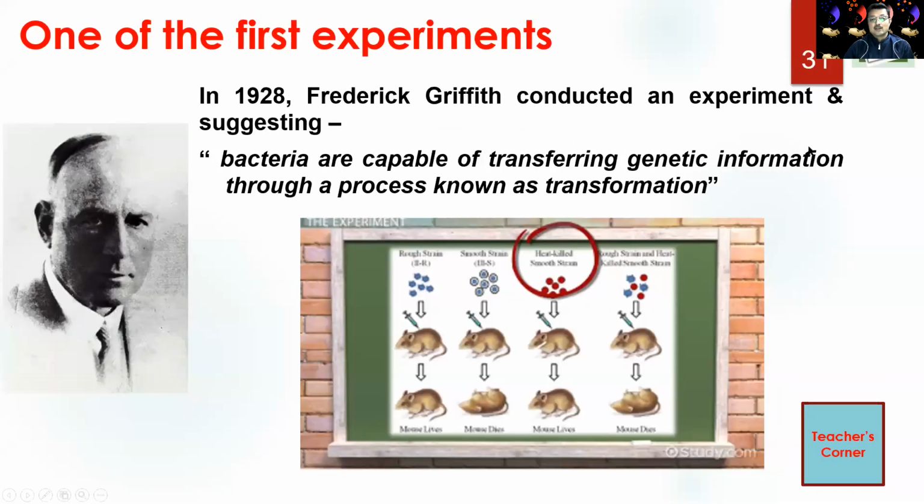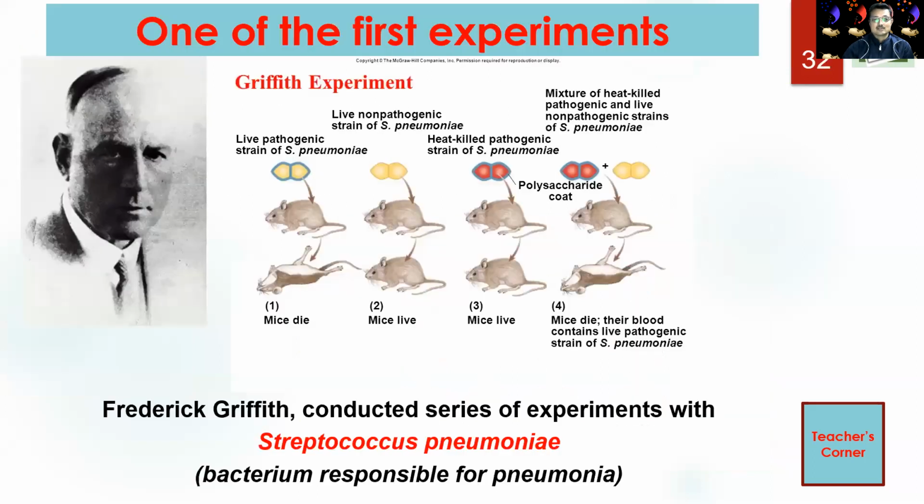So in 1928, Frederick Griffith conducted an experiment and he suggested bacteria are capable of transferring genetic information through a process known as transformation. Let us look at his experimental organism. Griffith used mice and he used Streptococcus pneumoniae, a bacteria that caused pneumonia.